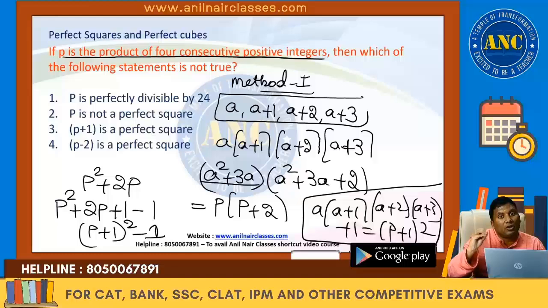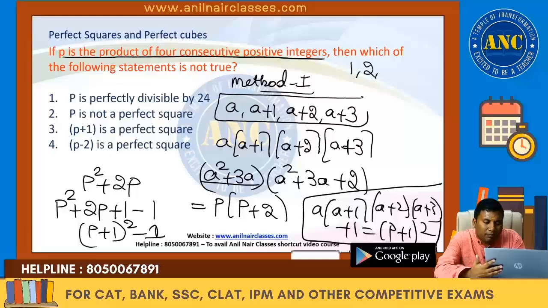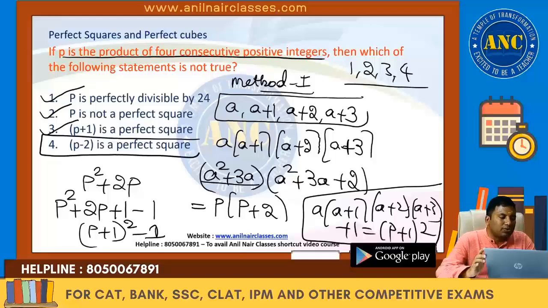Next I will tell you by using a numerical value method. P is the product of 4 consecutive integers. Which of the following statements is not true? The lowest product of 4 consecutive integers is 1 into 2 into 3 into 4, which is 24. P is perfectly divisible by 24. 24 is not a perfect square. 24 plus 1 is a perfect square, this is also true. So which is not true? Fourth option is not true.